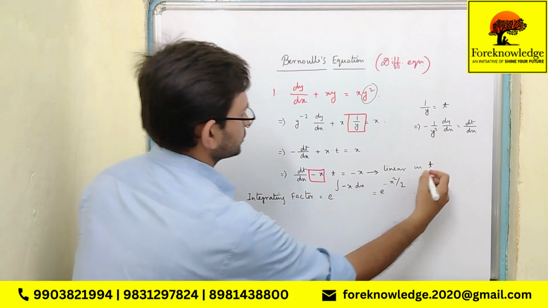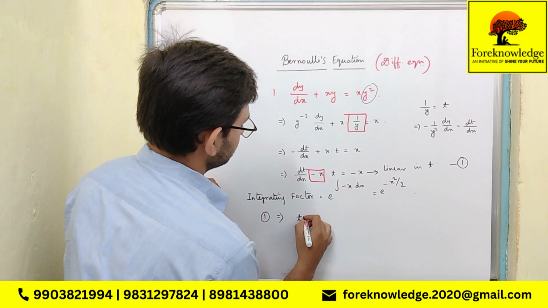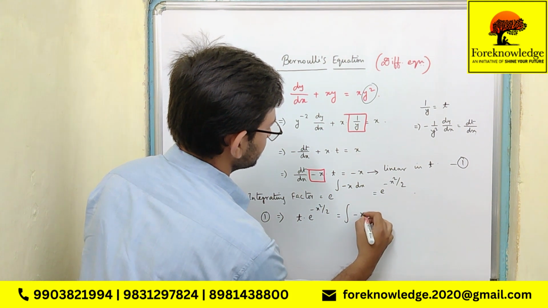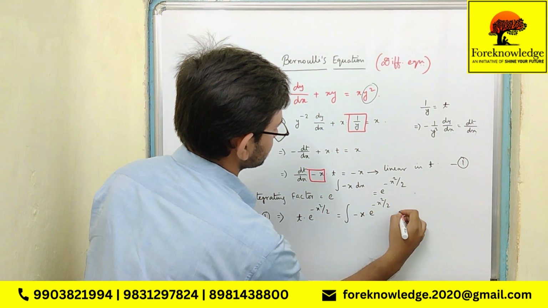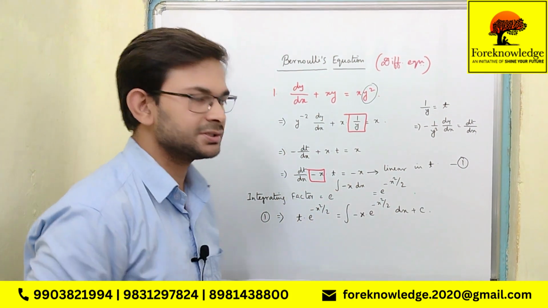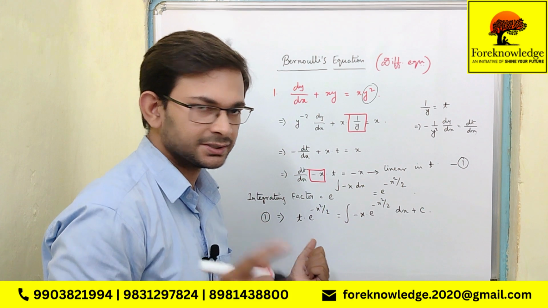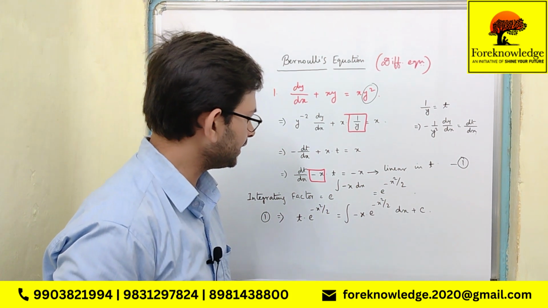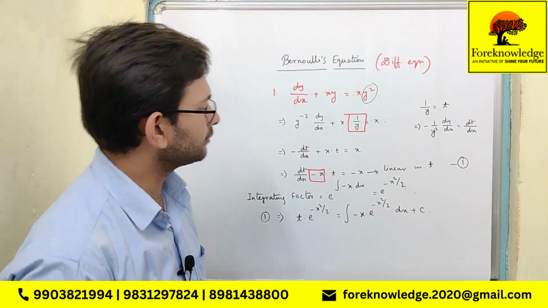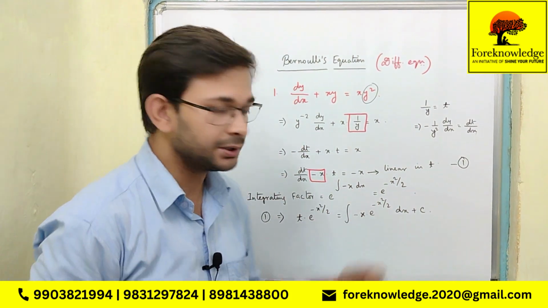Now, this gives us t into e to the power minus x square by 2 equal to integration of minus x into e to the power minus x square by 2 dx plus c. Just multiply both sides by the integrating factor. The left hand side will become the exact derivative. On the left hand side we are getting t into e to the power minus x square by 2, and the right hand side, this minus x is multiplied with e to the power minus x square by 2, and we will be doing the integration.